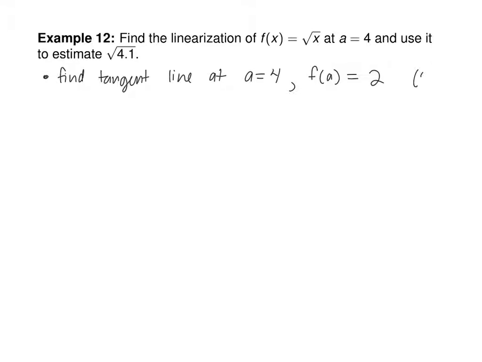So we're at the point 4, comma 2. Okay, so then to find the tangent line, what do you need? You've got the point, you need the slope, for which you use the derivative. So f prime of x is 1/2 x to the negative 1/2. So your slope is 1/2 root 4, or a quarter, right?